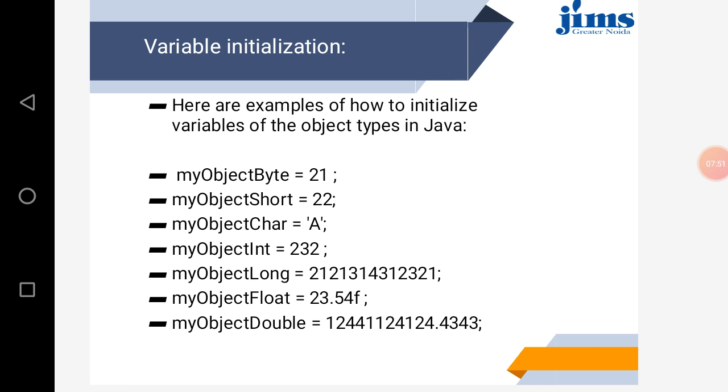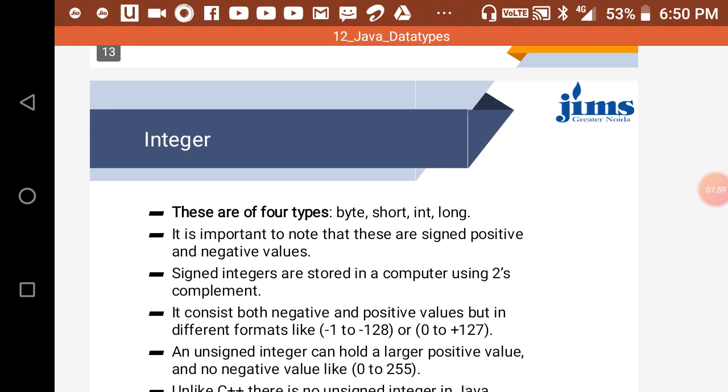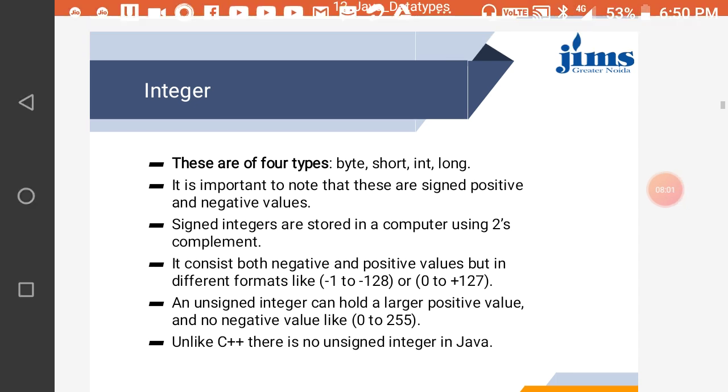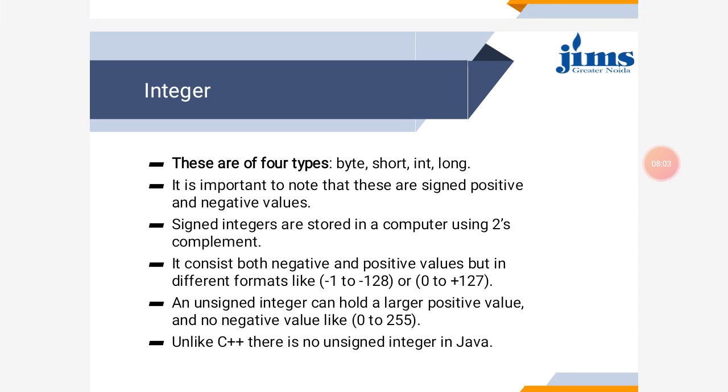So in this, we can see how to initialize. After declaration, we can initialize our variables. And if we talk about integer, as we know, unlike C++, there is no unsigned integer in Java. It contains negative integers also, it contains positive integers also.